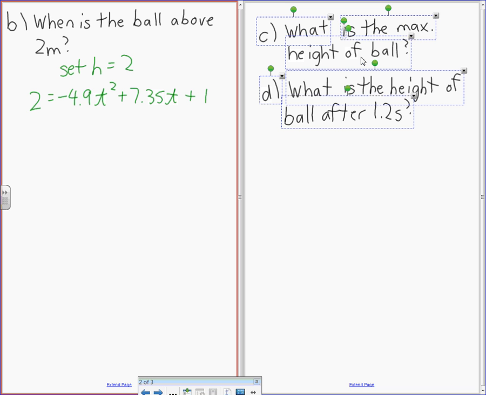Is that right for an equation? Spencer, it's up to you. How do you solve that equation? Is there like square roots and dividing, or what is it? Very good. So it's going to say 0 equals negative 4.9 t squared plus 7.35 t minus 1.